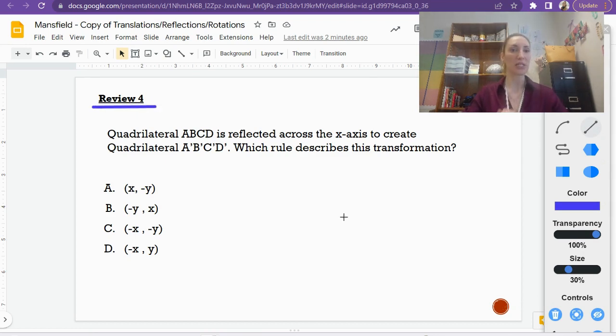And this problem reads, quadrilateral ABCD is reflected. Ooh, keyword, please write that on your paper. Across the x-axis, very important information that it's reflected on the x-axis. Please write x-axis on your paper. To create quadrilateral A prime, B prime, C prime, D prime. Which rule describes this transformation?